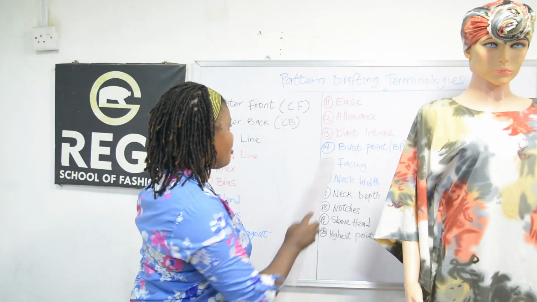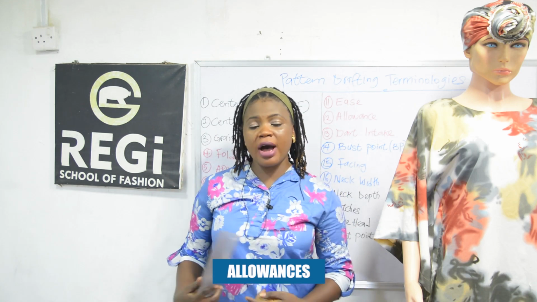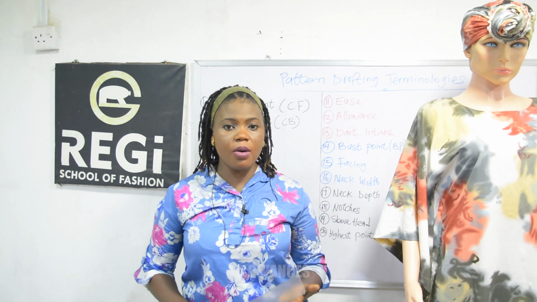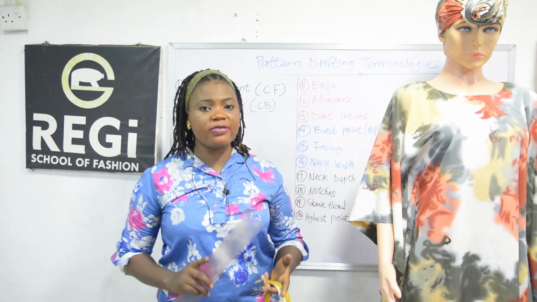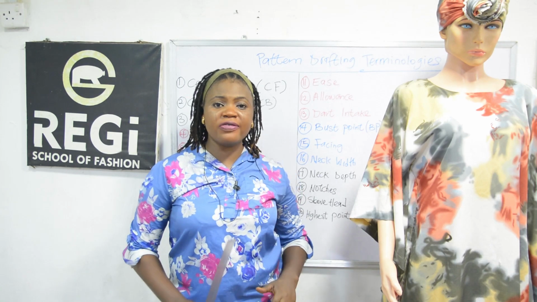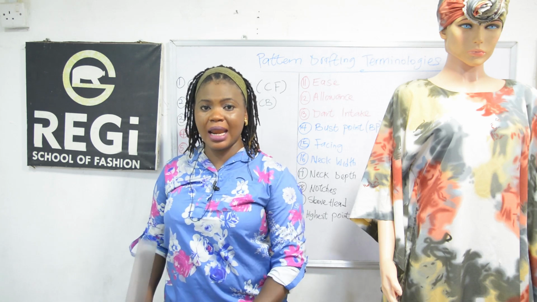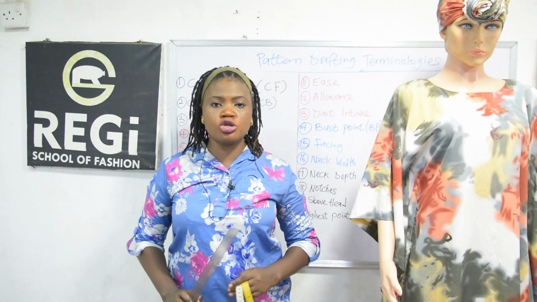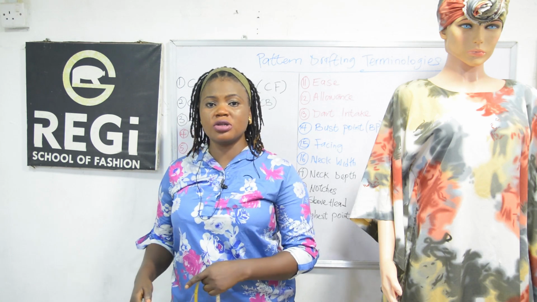The next one I have is the allowances. Okay, we have different types of allowances. We have seam allowance, we have zipper allowance, we have dart allowance, we have ease allowance, and so on and so forth. When you are drafting a bodice block or any type of block, you don't add your seam allowance, purposely because it is not your final pattern. It is when you are creating your final pattern that you can add your seam allowance.